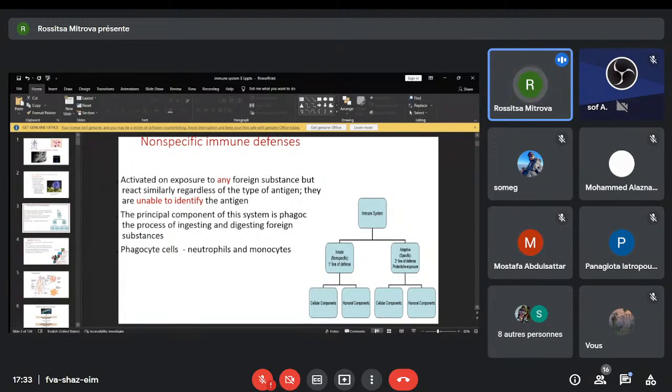The non-specific immune defenses activate on exposure to any foreign substance but react similarly regardless of the type of antigen. They are unable to identify the antigen. The principal component of this system is the phagocytic system. This is phagocytosis, the process of ingesting and digesting foreign substances. Phagocyte cells are neutrophils and monocytes.